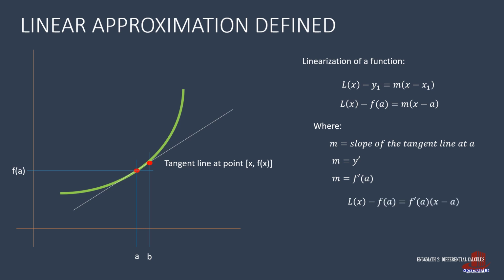Have this plugged into the equation to get L of x less f of a is equal to f prime of a times the quantity of x minus a. Isolate L of x by transposing the other term to the right, and we get linearization of the function of x is equal to the function of a plus f prime of a times x minus a.